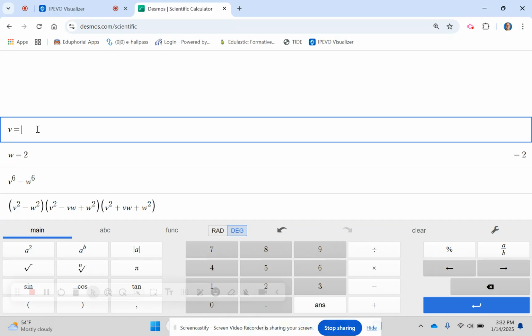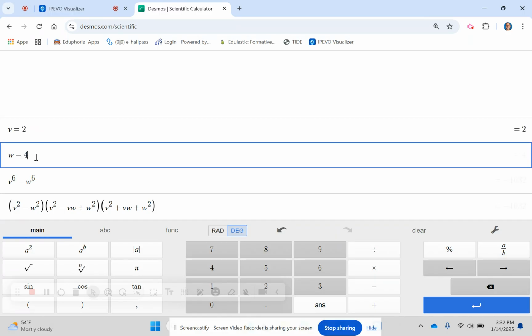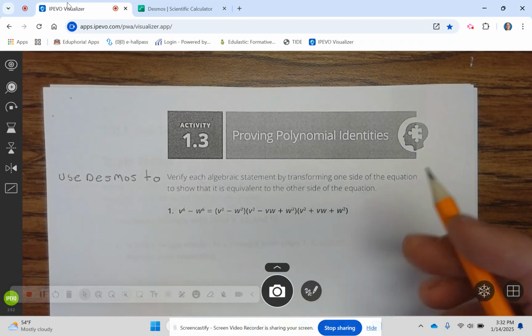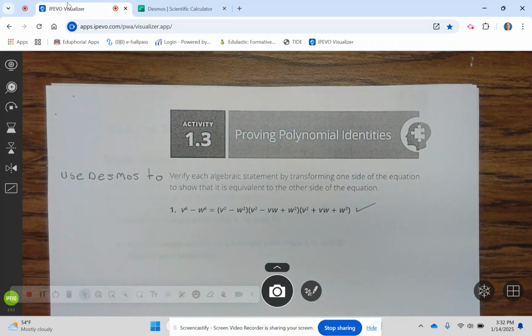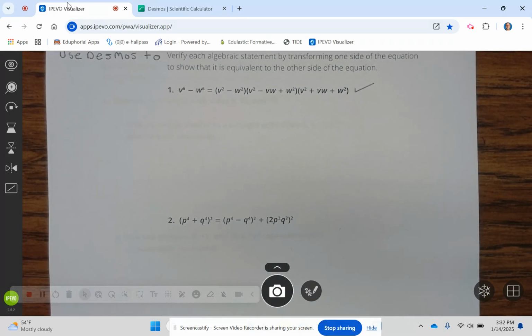And if I go ahead and change the numbers, like if I change this to 2 and 4, I get the same number. So I verified that they're equivalent, okay? All right, so these are equivalent. That checks. Let's take a look at 2.